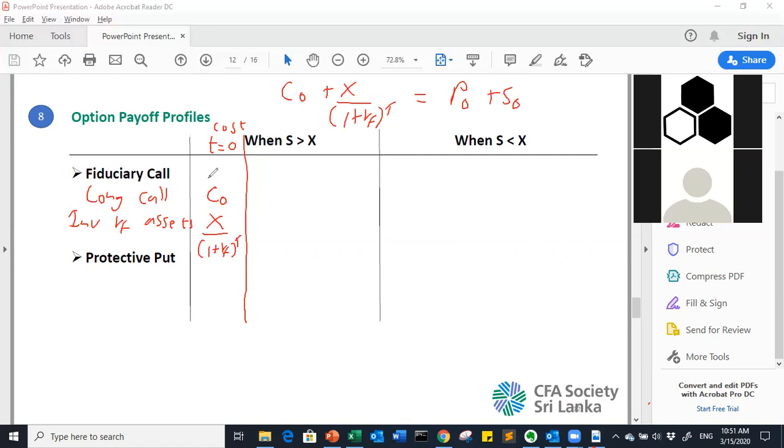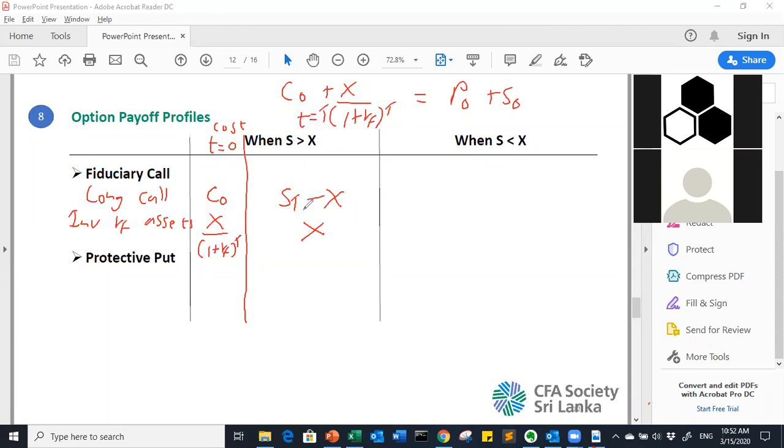Then when ST is greater than X, what will happen in this situation? If you are long on the call, you will exercise the option. Therefore, the payoff is going to be ST minus X. You receive S and you need to pay X. Since you've exercised the option, you're not worried because you have put this amount of money in the bank. At time T, since you're getting the risk-free rate of return, this amount X over (1+RF)^T will grow to X in the final period. This is all at time T, at the expiration point.